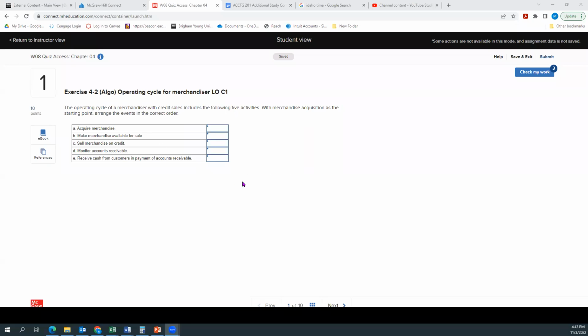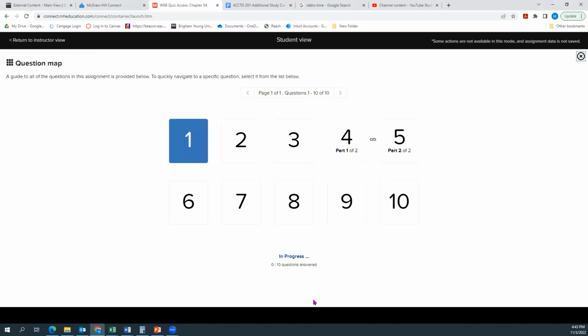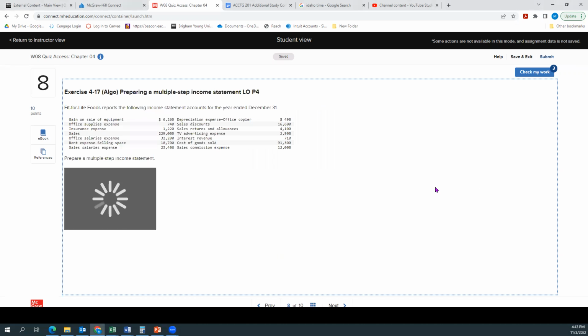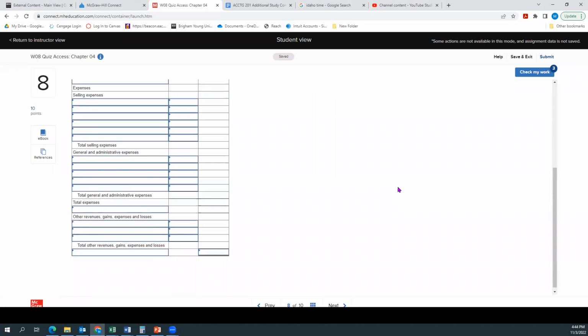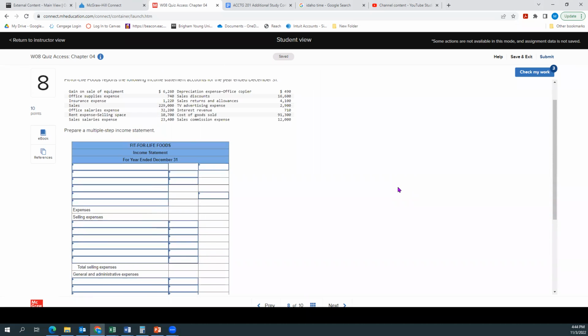Hey everybody, this is chapter 4 quiz access, or quiz access chapter 4. We're going to do number 8 here. So 8 is just creating a multi-step income statement. This is a little confusing a lot of times because there's just so much stuff in a multi-step income statement that it can be hard to know what they want.